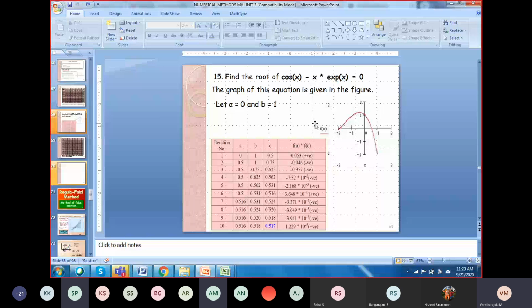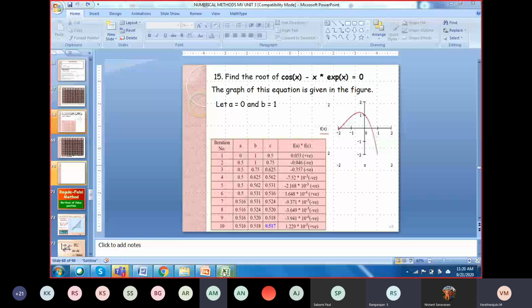Sir, can you show it once again? Which one? That browser slide. In Excel itself, I have given the browser link. Okay. Please make a note and please solve this problem too, along with that iterative problem.